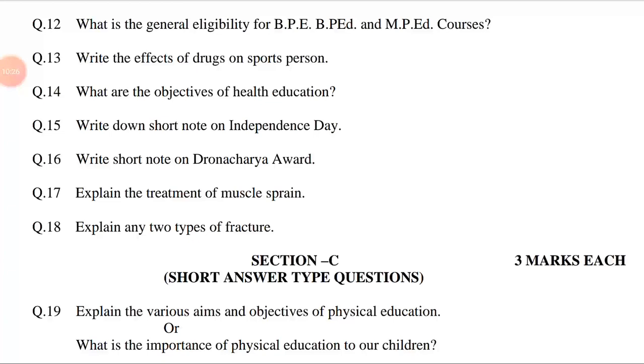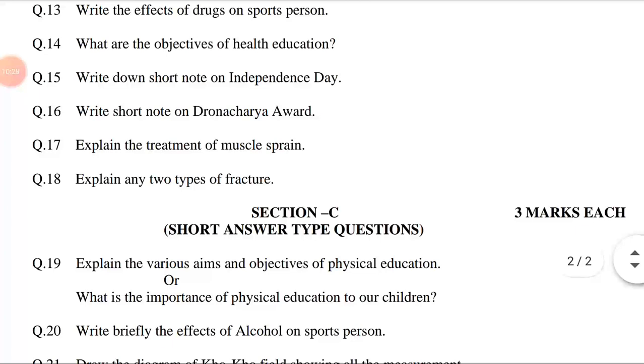Question number 13. Write the effects of drugs on sports persons. Effects means consequences, causes. Drugs: a drug is any substance which, when taken into the body, alters the body functions. Drugs may be illegal or legal. Sports persons: a person who is involved in sports is called a sports person. This question is related to chapter number 5, Health and Family Education.